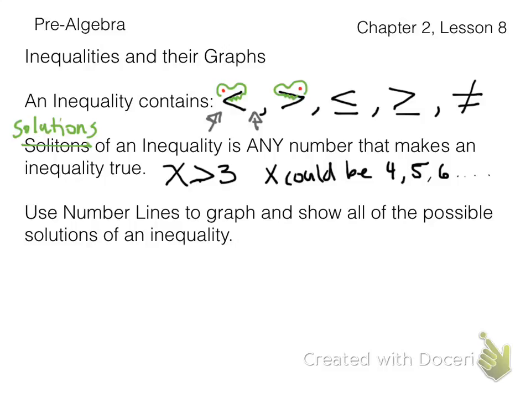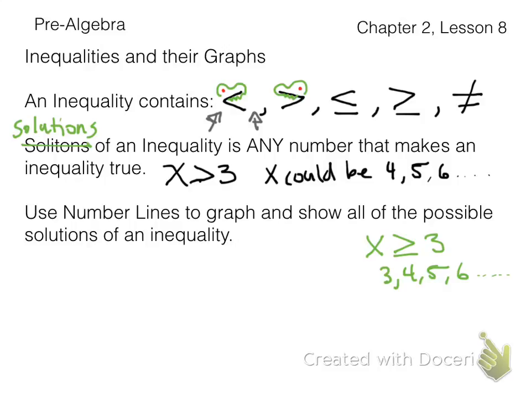Now, if I had x is greater than or equal to 3, that's when the possible solutions could be 3, 4, 5, 6, and increasing. So again, when it's equal to, it includes the number. If the half of the equal sign isn't there, then it doesn't work.